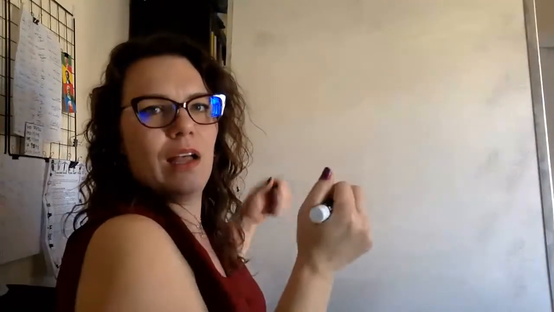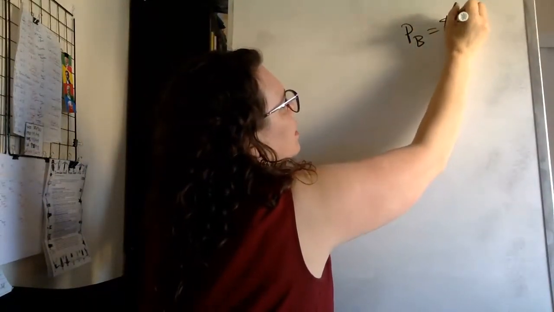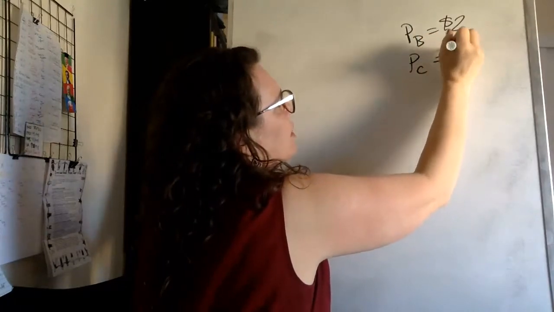So let's get started. The first problem says that there is a consumer who has two goods in their consumption bundle. They consume bread and coffee. And so this consumer sees the current price of bread is $2 and the current price of coffee is $2. So let's get that up here and get started. So they consume bread and coffee. The price of bread is $2. The price of coffee is $2.